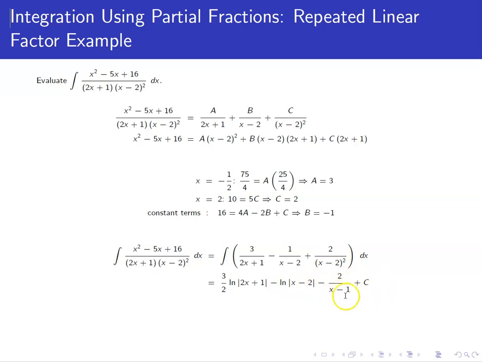So we get a negative 2 over, this should be x minus 2 here, not a 1. That should be a 2 in the denominator. So you should have a minus 2 over x minus 2 plus c.